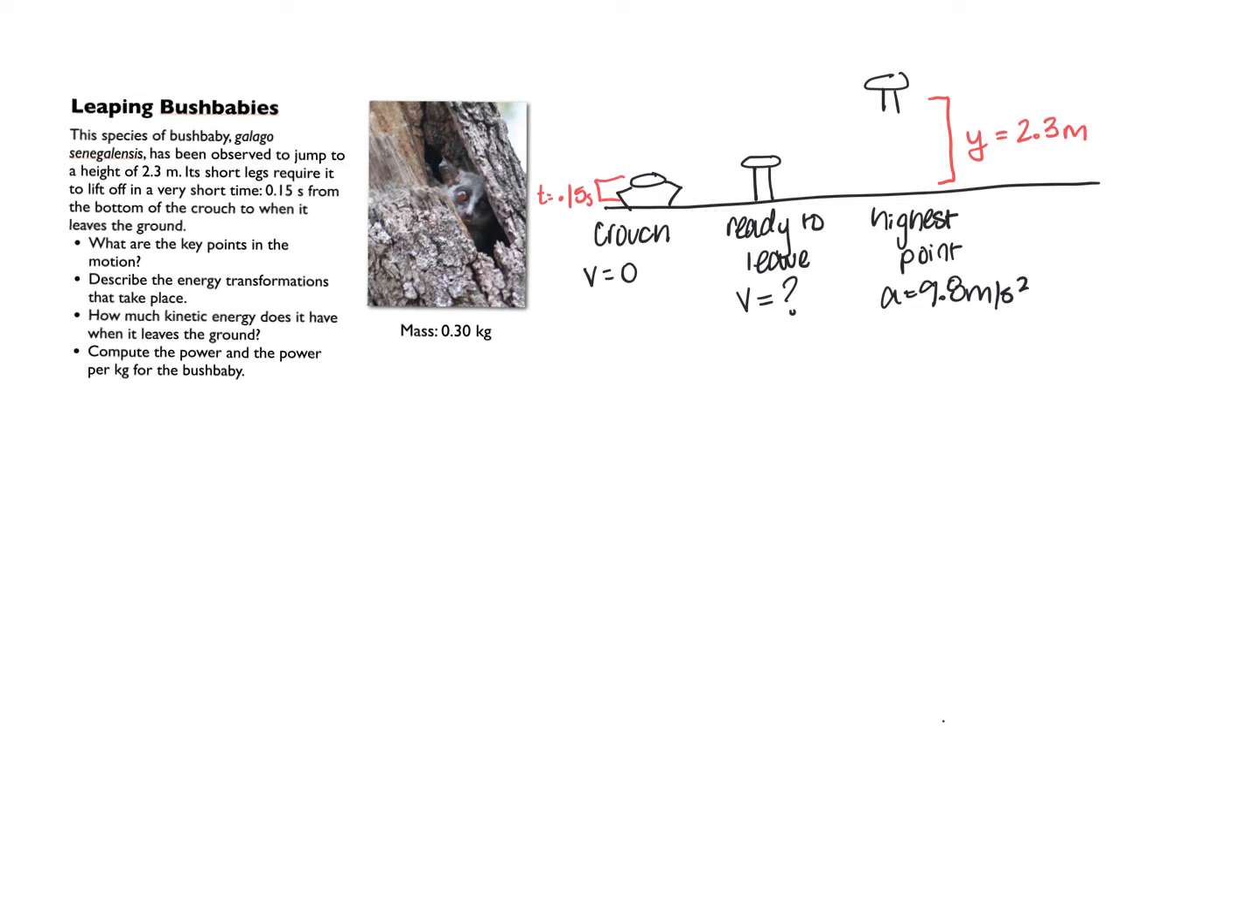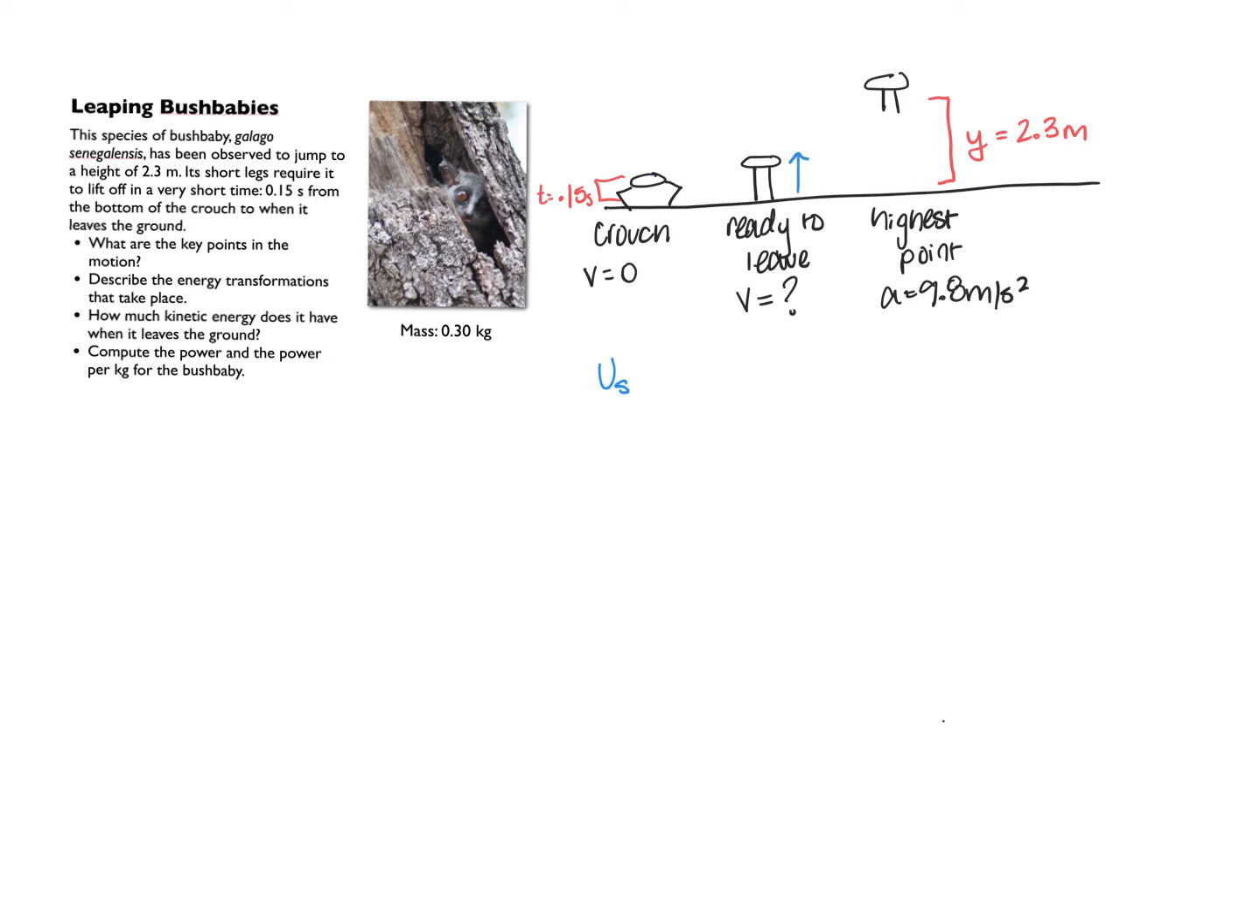Next, we're asked to describe the energy transformations that take place. I'm going to do energy transformations in blue. If I look at the crouch, usually when we're thinking about jumping, we're springing up. We store some elastic potential in our tendons or ligaments or muscles. So I'm going to say we have spring potential right there.